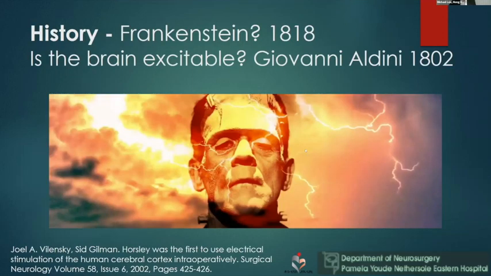So we are close to Halloween. Actually, electrical brain stimulation began with Aldini in 1802. He had a stimulation experiment on a frog's leg muscle, resulting in twitching of the legs. And he went forward to stimulate cadavers and thought that was really stimulation of the brain. But nowadays people think that he may actually have been stimulating just muscles instead of nervous tissue. But his experiment on human cadavers inspired a novel, Frankenstein, in 1818.